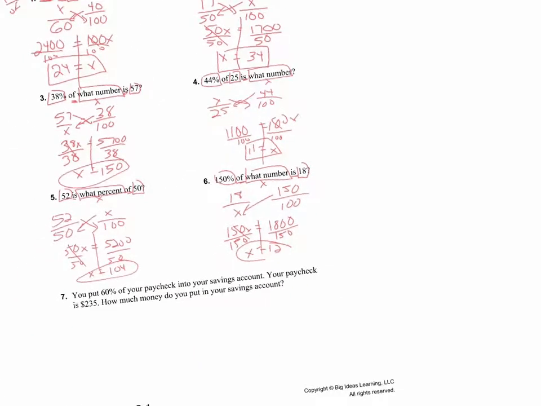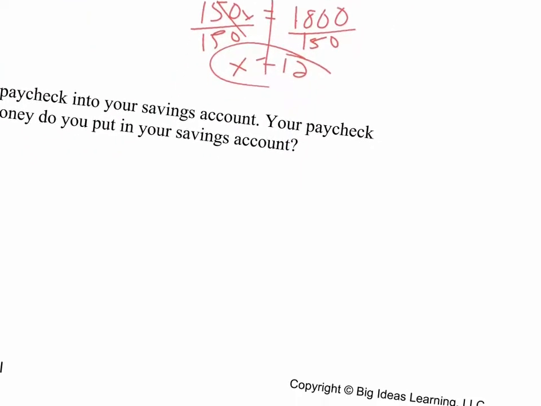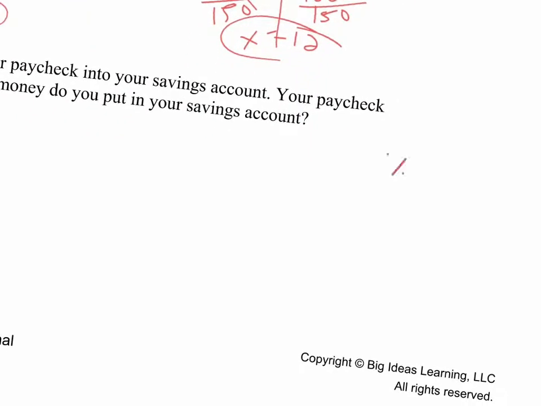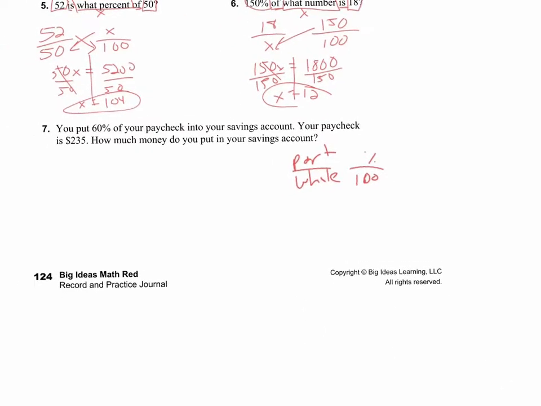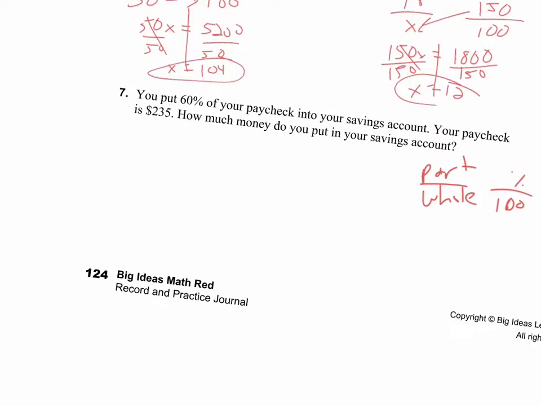All right, so now we're doing a word problem. This is where part over whole. So we have to remember, percent's always over 100. We don't have to remember that, that should be common knowledge. Percent over 100, and then part over whole. We have to remember that too. Part over whole. Okay, you put 60%. Right when you see the percent sign, what do you put it over? 100. Okay. Of your paycheck into your savings.